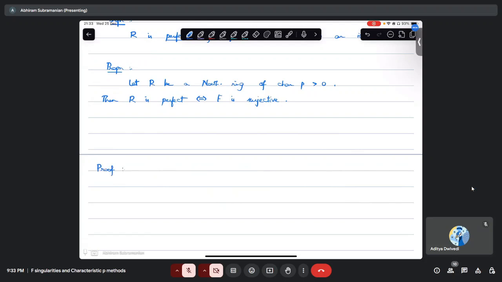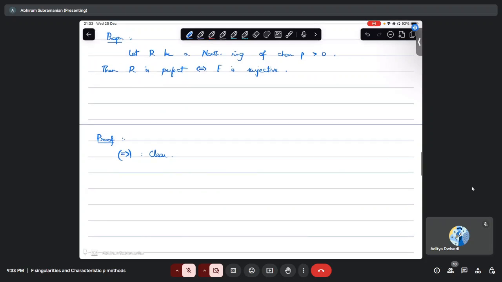So, proof. This direction is clear because perfect implies surjectivity. So we just have to prove this implication. Let P be in Spec R. Apologies, I will use the notation P for prime ideals, but sometimes it looks like the characteristic. From the context, it should be clear.